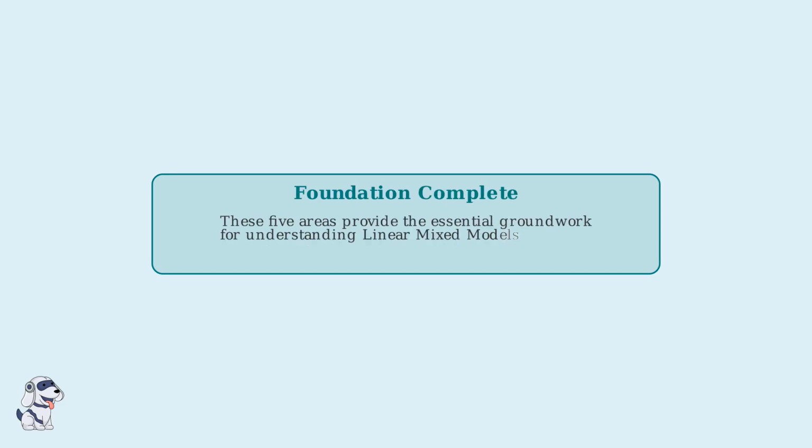This foundational knowledge creates a solid base for understanding linear mixed models. Each area builds upon the others. Regression provides the modeling framework, ANOVA teaches variance concepts, probability explains random effects, inference guides interpretation, and matrix algebra provides the mathematical structure. Master these fundamentals first, and you'll be well prepared for the complexities of mixed models.